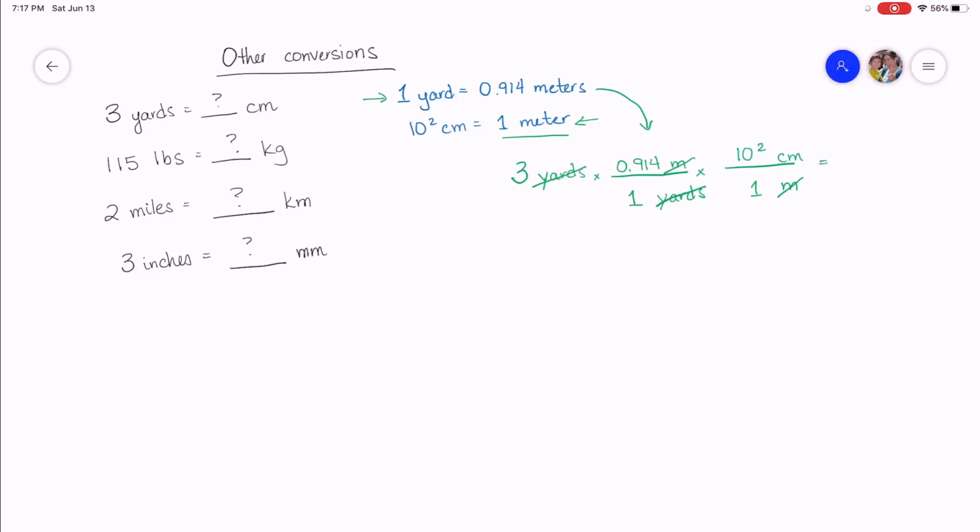Meters cancel out. I'm at centimeters, which is where I want to be, and now I simply need to multiply across the top. I'm going to use a handy-dandy calculator here and figure out the answer for you. Multiplying all of this across gives us 274 centimeters.